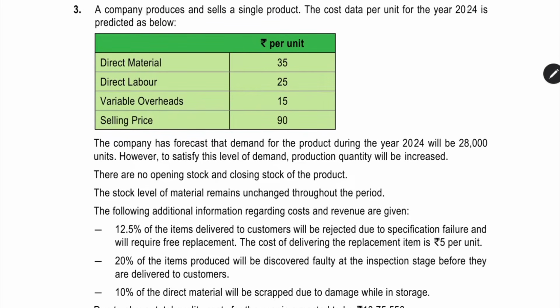Now we are going to see question number 3. First, let us read the question. A company produces and sells a single product. The cost data is given below. This is the cost data.